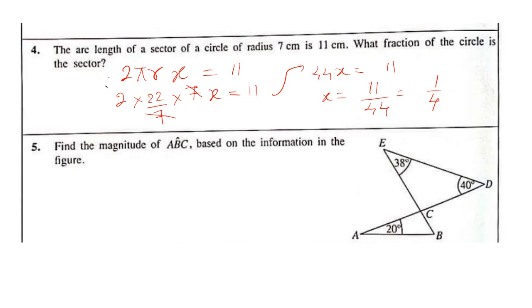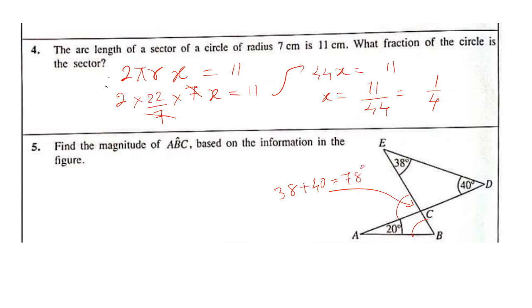And then find the magnitude of ABC based on the information in the figure. So ABC is this angle. So we can take this angle easily. This is the exterior angle of the ECD triangle, and the exterior angle is equal to the sum of the two opposite interior angles. So this is equal to 38 plus 40, which is 78 degrees.